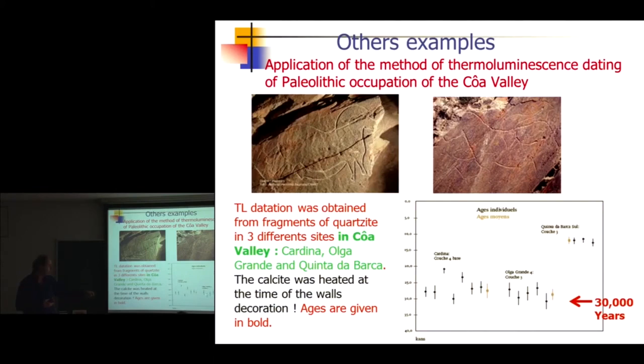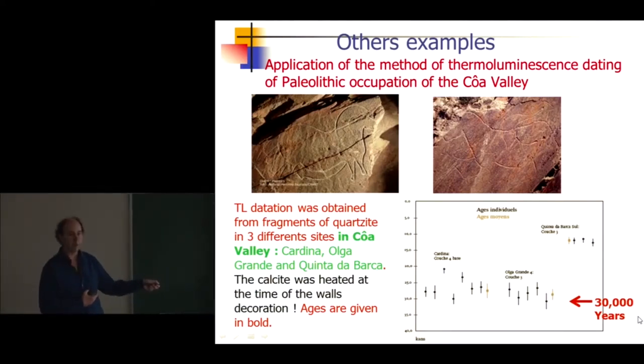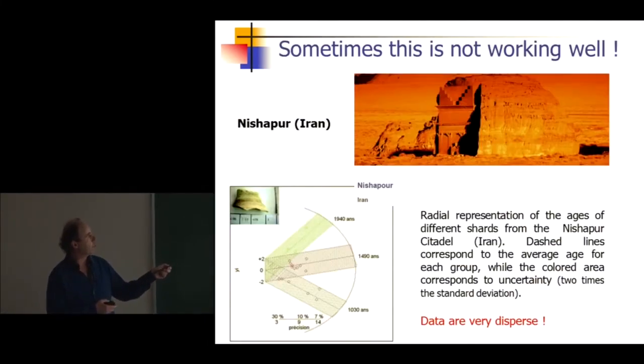You can see one was 30,000 years old, one was around 10,000 years old. The calcite was heated at the time of the wall decoration. So it was possible to find, besides the carving, some pottery or some stone, which gives you information about the date. A very interesting way to have information about that. But sometimes it's not working so well.